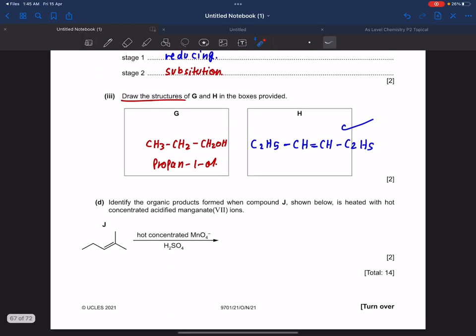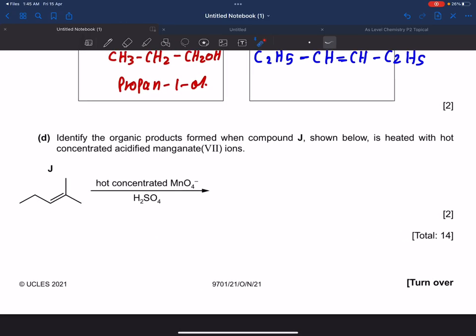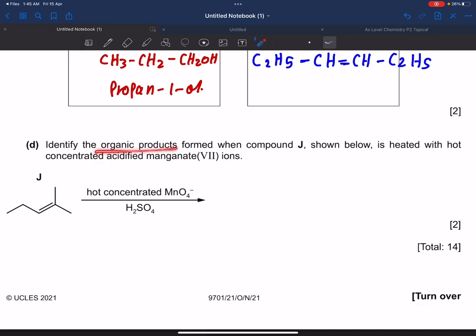Next part. Identify the organic products formed when compound J, which is an alkene, is treated with hot concentrated acidified permanganate. How do I know it's an alkene? Carbon-carbon double bond. So what is happening here? This is an oxidizing agent, so the compound gets oxidized.